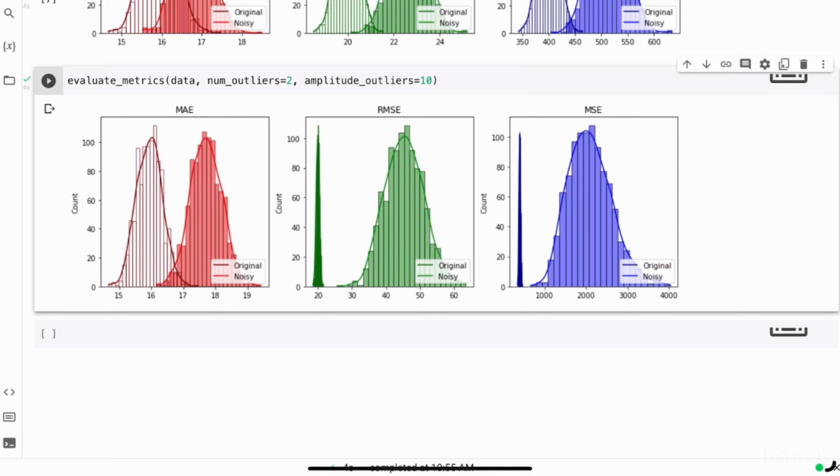But if you have many outliers in your dataset, then MAE is better because it is robust to outliers. The whole error distribution will be shifting because of small outliers in RMSE and MSE, which is not feasible. That's all from this video.